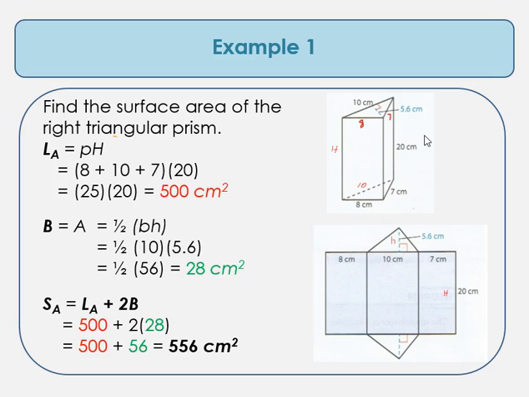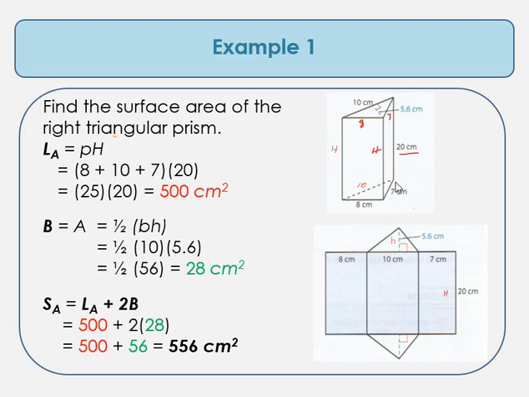The height, which is demonstrated on this side, will also be the same over here, and would also be the same at this edge, which is 20 centimeters. So finding lateral surface area, we take the 8 plus the 10 plus the 7 and multiply it by 20. 8 plus 10 plus 7 is 25. And 25 times 20 is 500 centimeters squared.